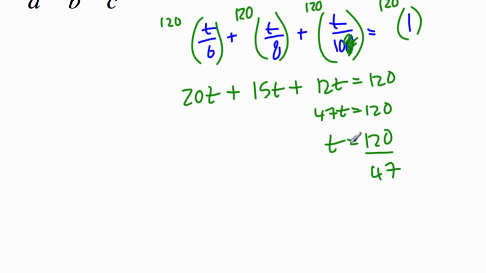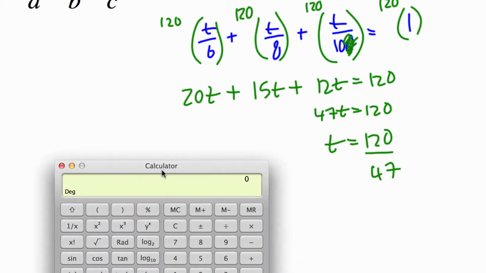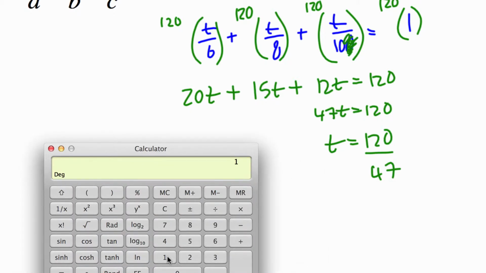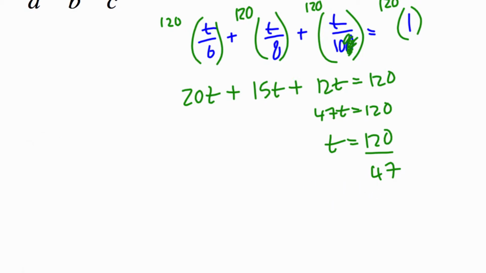And let me bring up my handy dandy calculator. 120 divided by 47 equals 2.55, call it 2.6. So about 2.6 hours for all three of them to work on the same job.